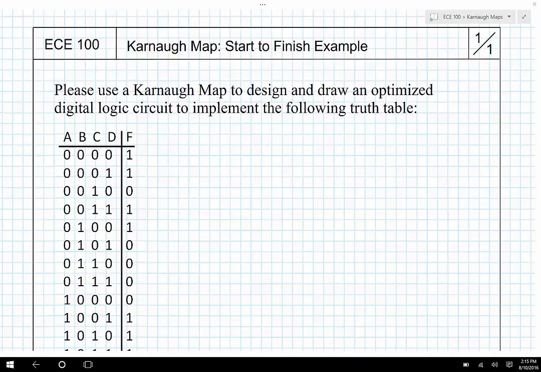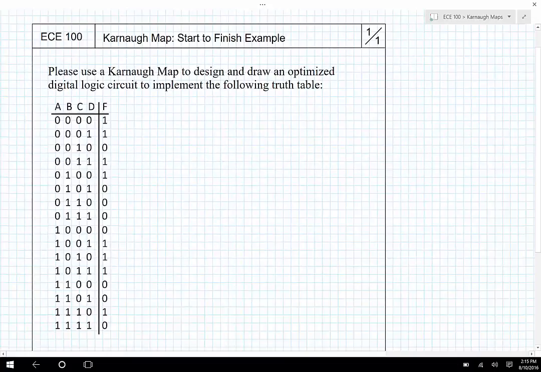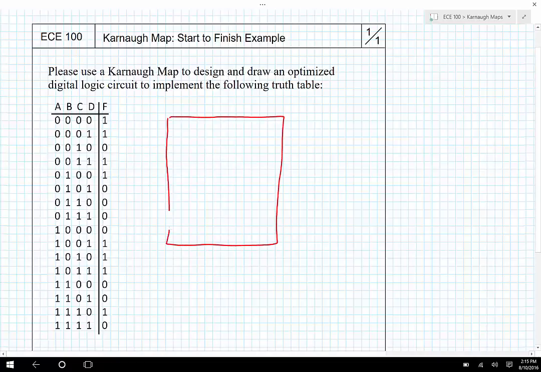Okay, it's finally time to do an example from start to finish. You've seen enough, you understand enough to understand the complete example. Now, in this case, we're given a truth table which has 16 rows, 4 variables. So right away, I know that I'm going to need to draw the biggest of the Karnaugh maps. So I've got my full-size Karnaugh map here.